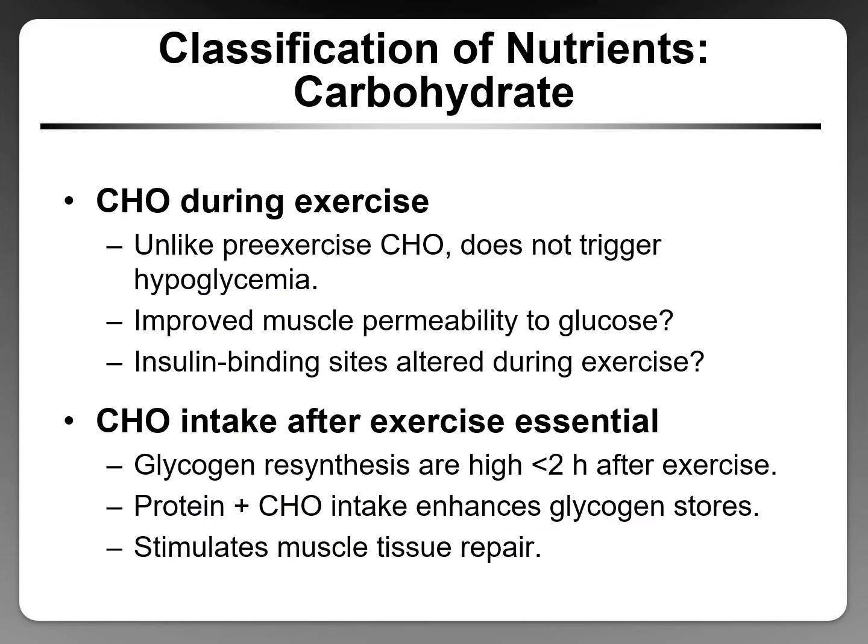What's interesting is that carbohydrate consumption during exercise does not have the same negative effect that the pre-exercise consumption would. So unlike pre-exercise carbohydrates, during exercise, having a carbohydrate does not trigger hypoglycemia. And it may be due to a couple of different factors. It may be due to that insulin binding site alteration we experience during exercise, where it's that greater sensitivity to insulin, moving blood sugar into the muscle easier because we're increasing that sensitivity, or it may be due to improved muscle permeability to glucose.